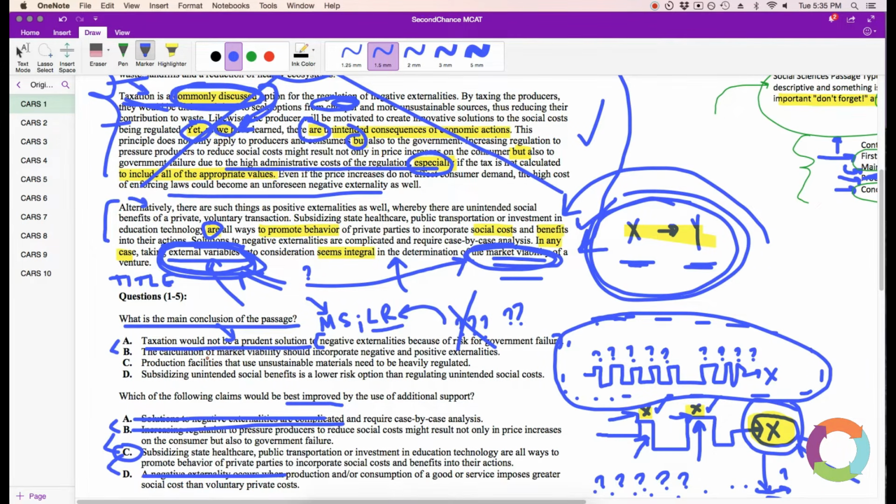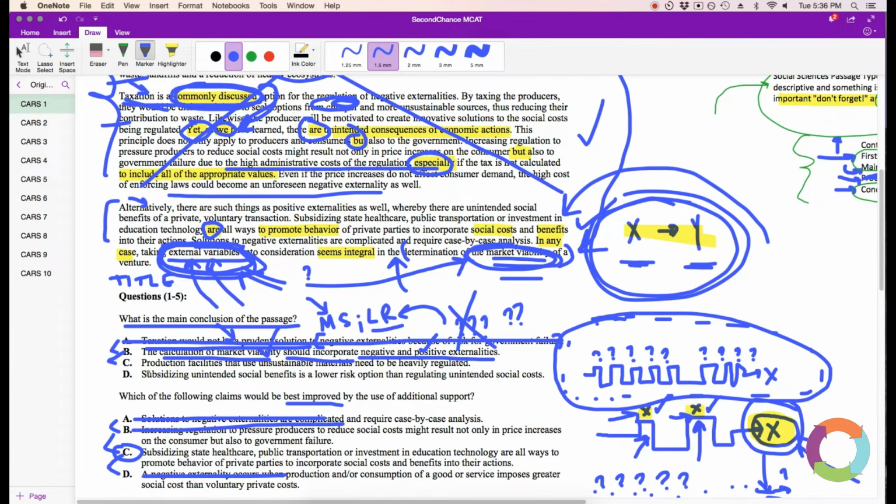So B says the calculation of market viability should incorporate negative and positive externalities, right? So this talks about calculation of market viability, which is the determination of market viability of a venture. And this talks about how it should incorporate negative and positive externalities. Negative and positive externalities are external variables, if you didn't get that from the passage, right? So this checks off all the boxes. So it's definitely stronger than A. Maybe it's not the right answer, but it's definitely stronger than A. So we can cross off A pretty conclusively.